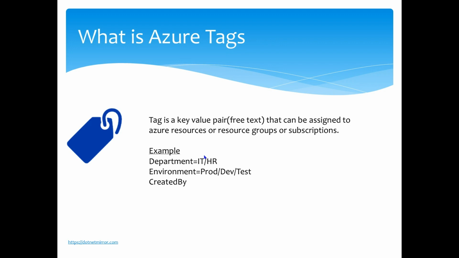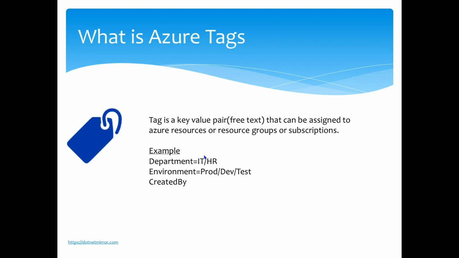Tag is a key value pair, like a free text, that can be assigned to your Azure resources or resource groups or subscription. While you are creating an Azure resource, you can give tags to them, or if you already created resources you can just go there and provide the tags later as well.